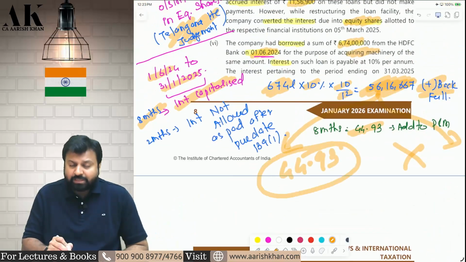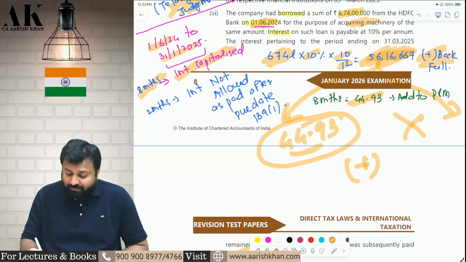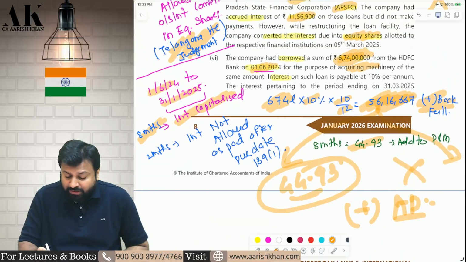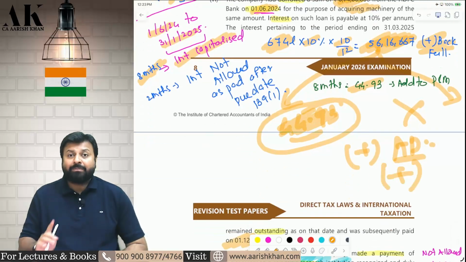Don't do all this calculation while computing the normal regime. This is relevant for computing 115BAA, because in 115BAA you have to add back the additional depreciation. Therefore, while adding back the additional depreciation, you have to take the cost of the asset as 674 plus 44.93. That will be added back, because that is the actual cost of the asset. I hope it is clear to all of you.